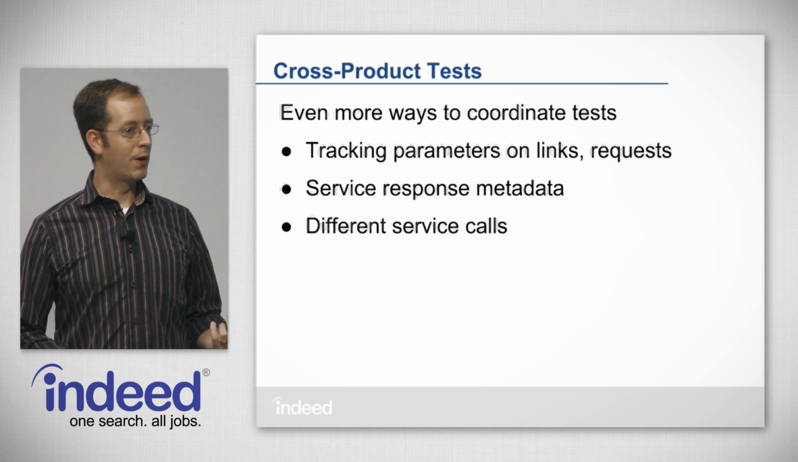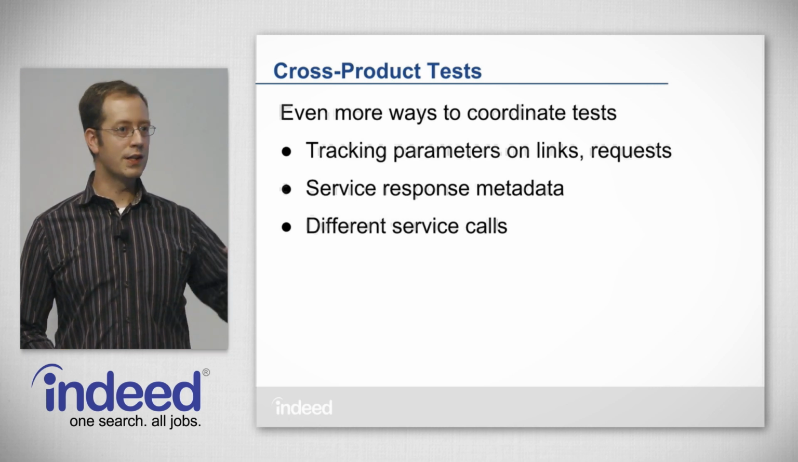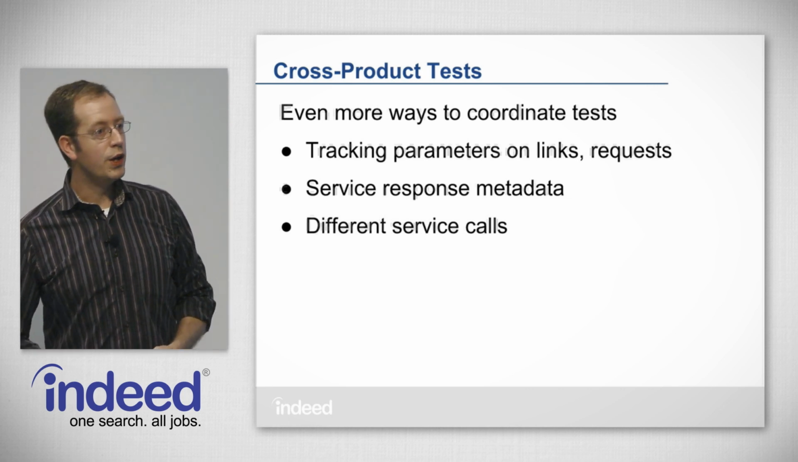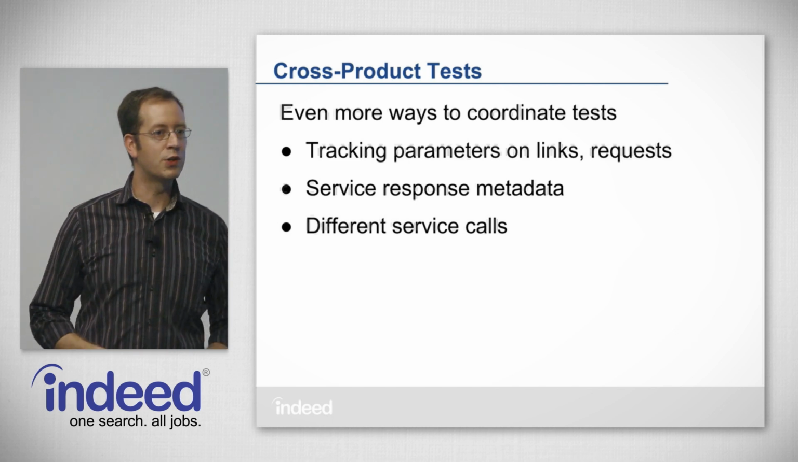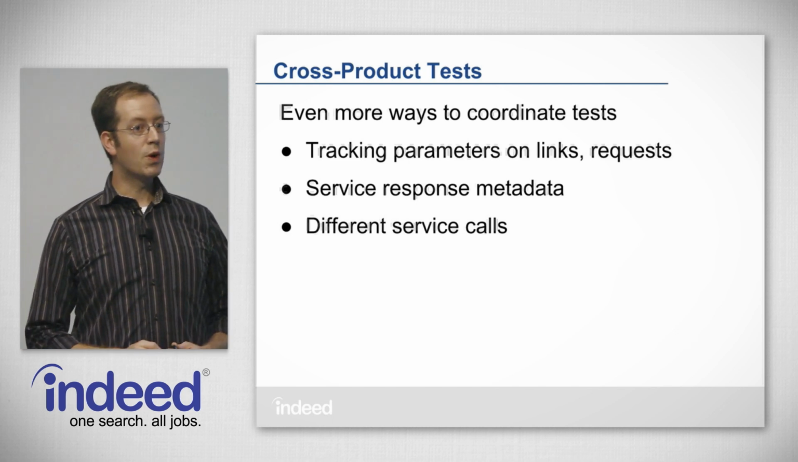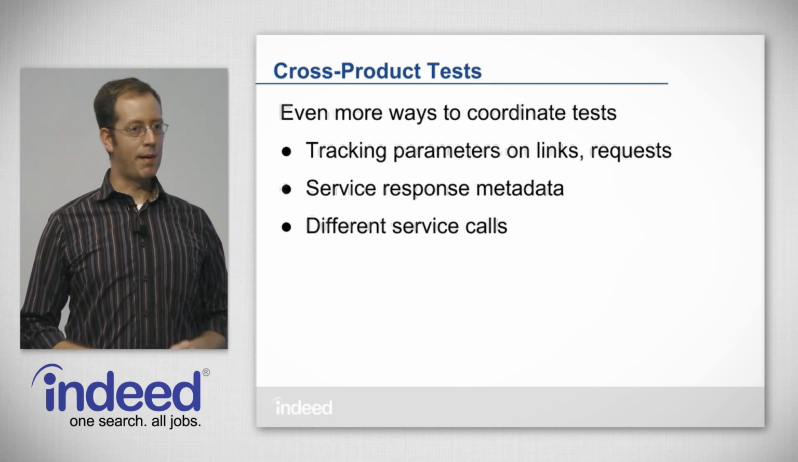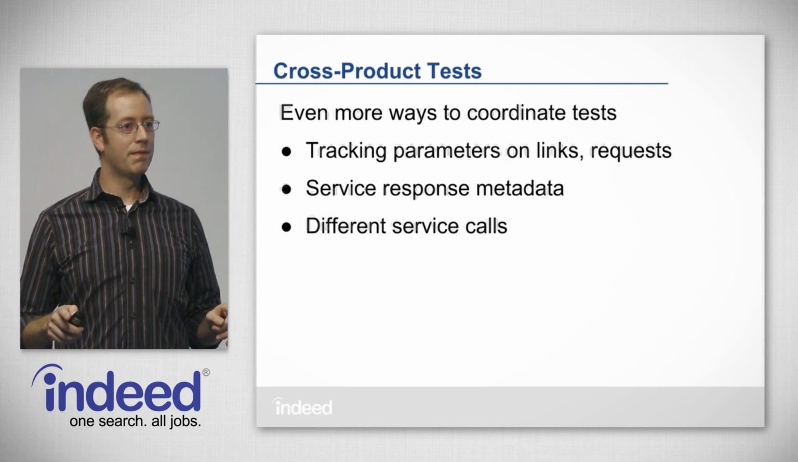You can have tracking parameters on every link between them. You can put a parameter on your service request. You can just let the service give it back in the service response. Say, I was in this group. You can not let the service know about it at all and just say, I'm going to make different service calls depending on which group I'm in. These are all great. They all work, and we have used all of them. They all have one problem, which is that they require code to change on both sides of that.